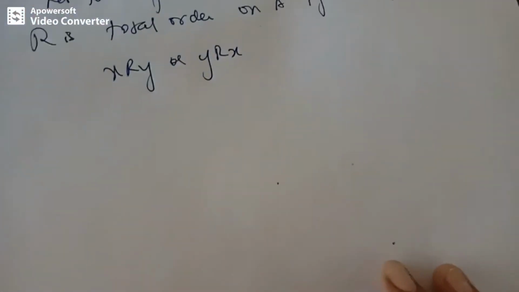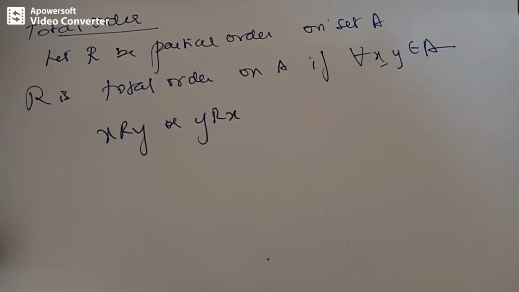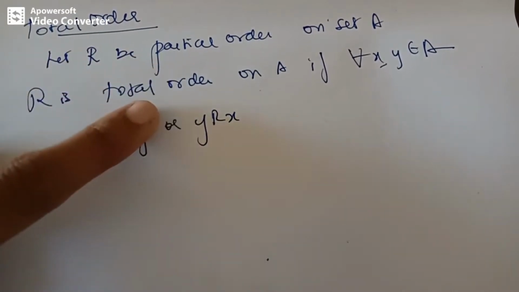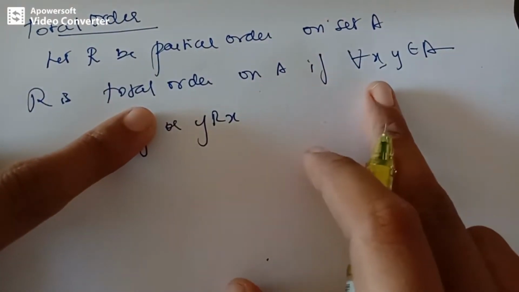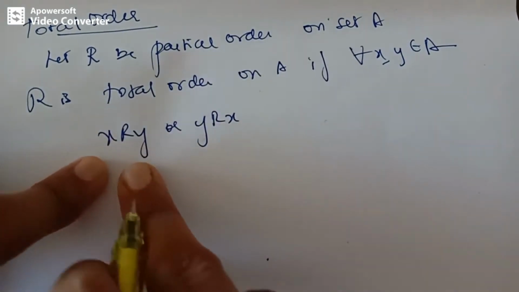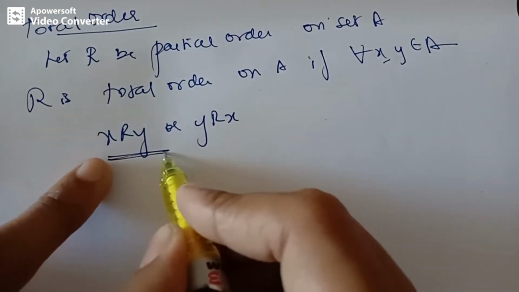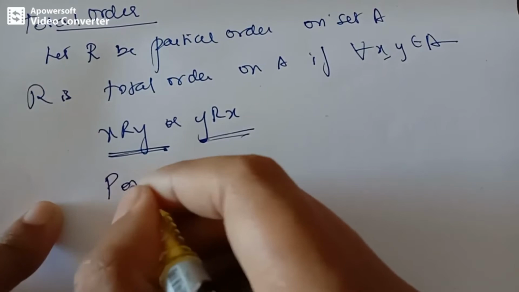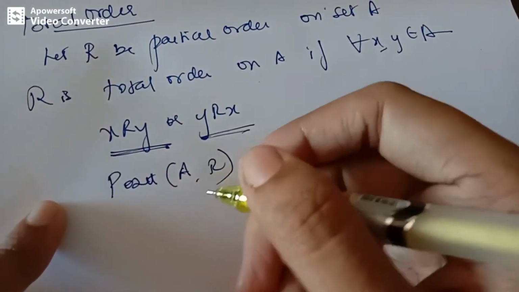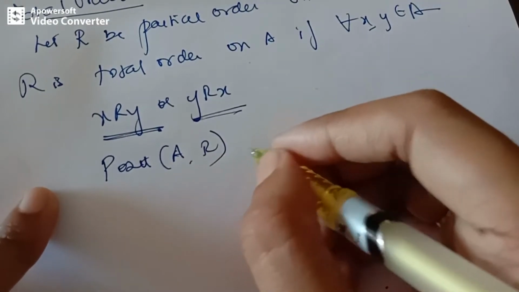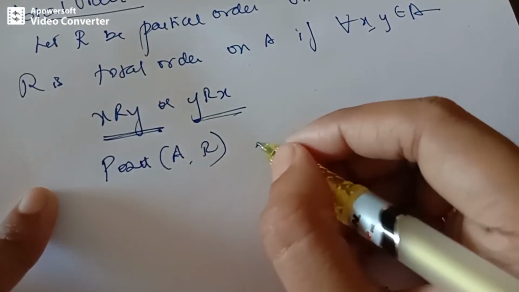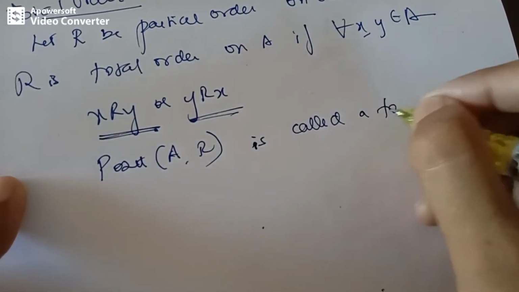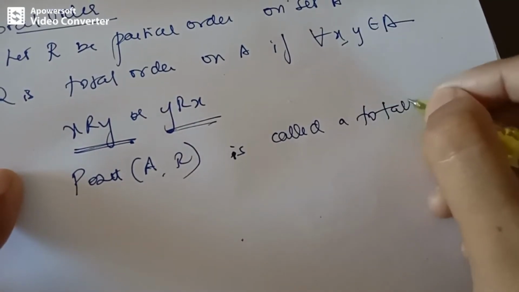Okay, so we say relation R is a total order if first of all it should be a partial order, and then it can be a total order on any particular set A if for each and every element x and y which belongs to the set A, then in some way or the other x must be related to y, or y must be related to x. Then we call the poset (A, R), this is the notation, right? So we call the poset (A, R) a totally ordered set.